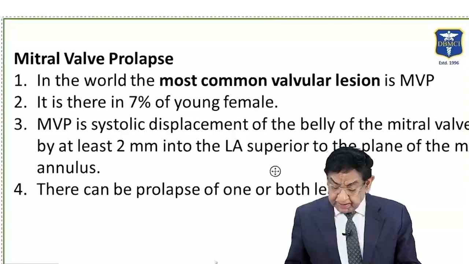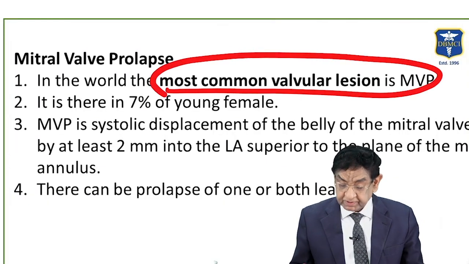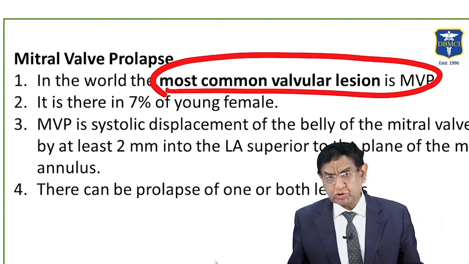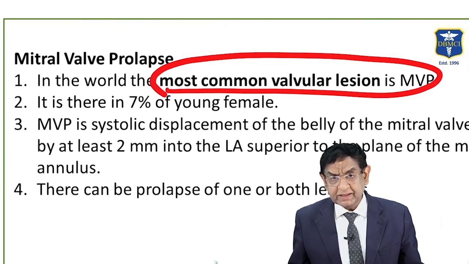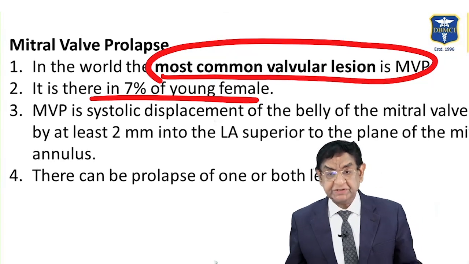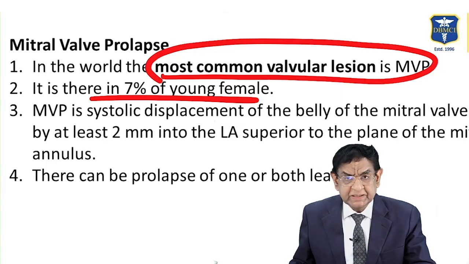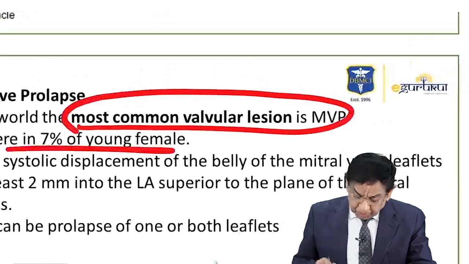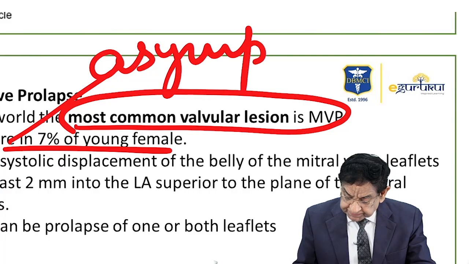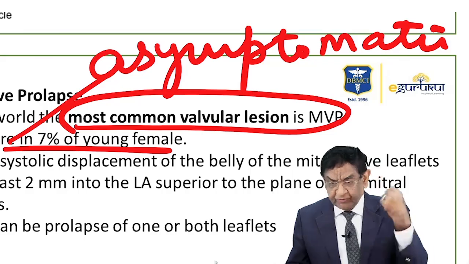It's the commonest valvular lesion in the world. This point is not known to 90%. Most common. And it is seen in around 7% of young ladies. But fortunately, most of the time they are asymptomatic, and nothing to worry about it.